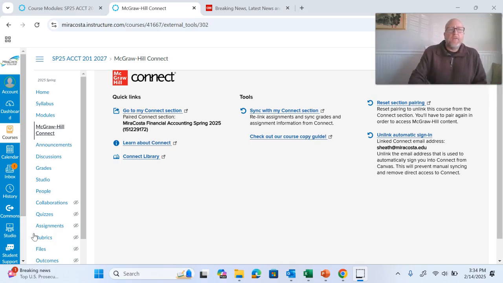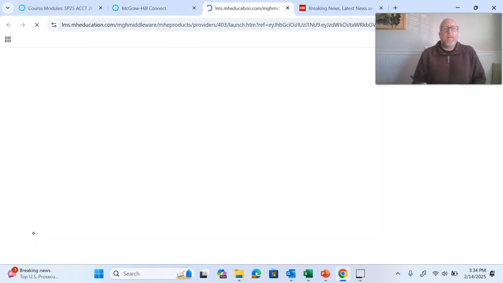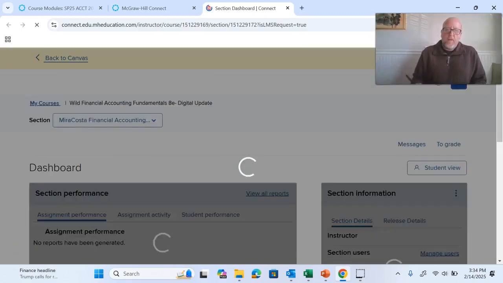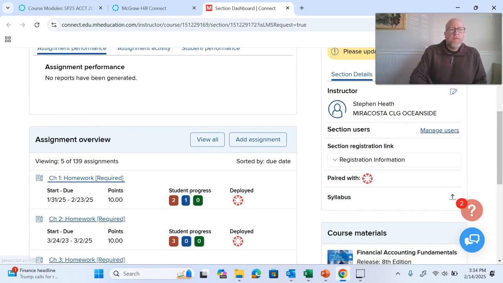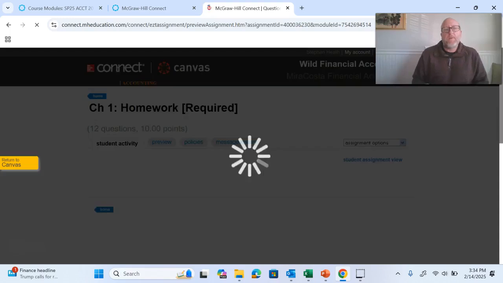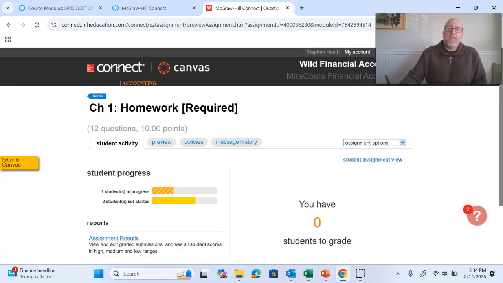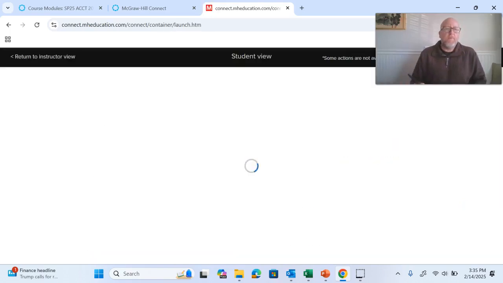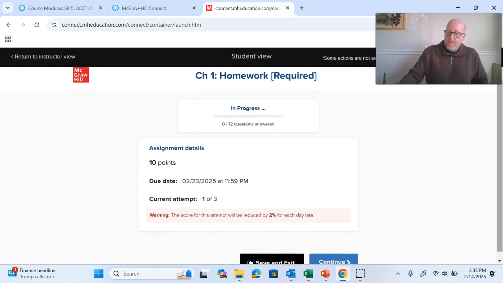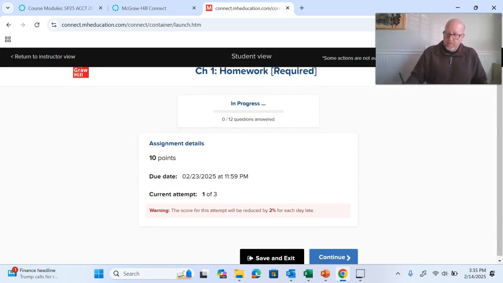If you haven't used Connect before, we're going to want to go to this tab in Canvas, click on McGraw Hill. It's going to take you to this page. And then we're just going to click connect. And then I'm just going to do the first homework assignment for us. Chapter 1, due February 23rd. And then I'm just going to see what it looks like for you. Student assignment view. This is it. I have what, 12 questions or so?